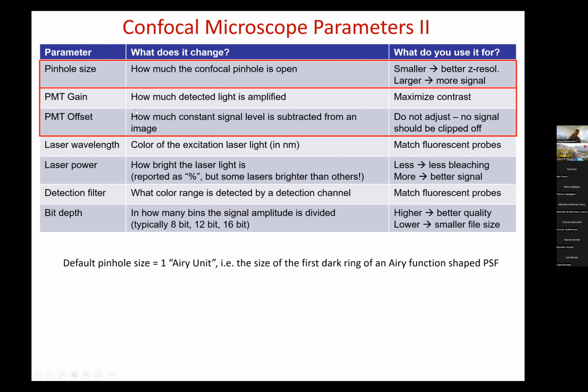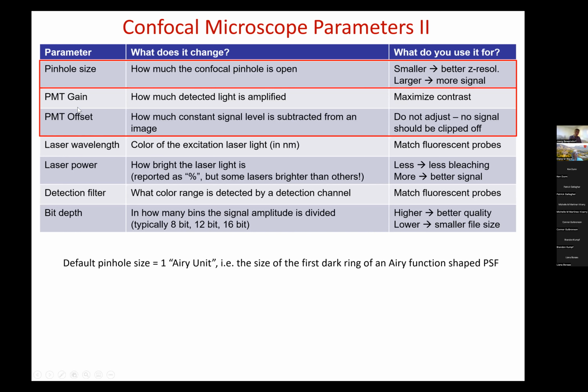We talked about the photomultipliers with their diodes and the voltages, which will accelerate electrons. You can adjust this voltage with the photomultiplier tube gain. And the higher you go with the voltage, the more the electrons will be amplified and the higher the current will be that you measure. So you need to adjust this PMT gain to get the maximum contrast in your image.